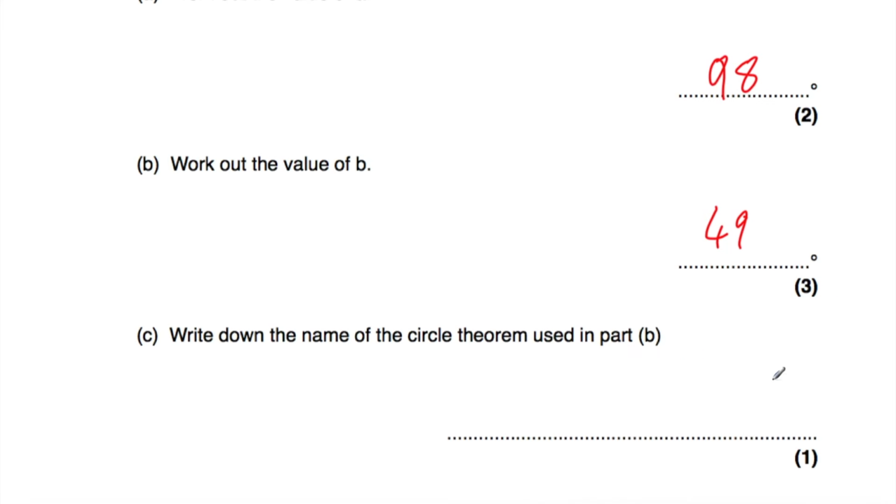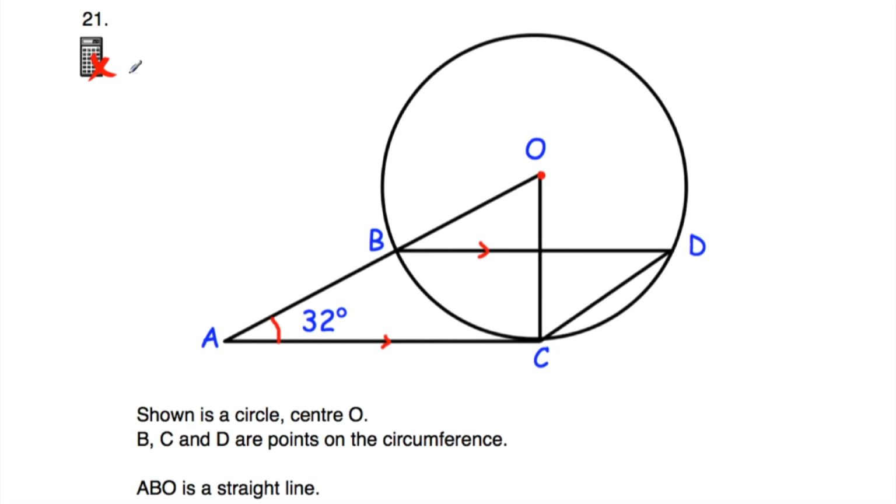Part C says, what's the name of the circle theorem we used? Alternate segment theorem. And that's it. Okay, let's have a look at our next question, question number 21.